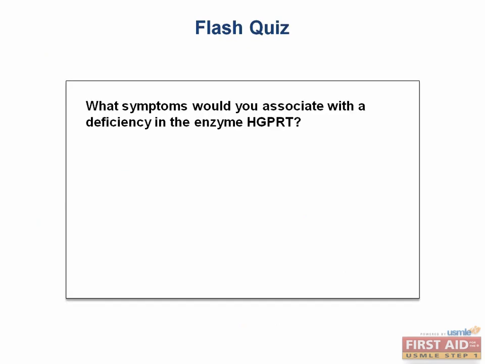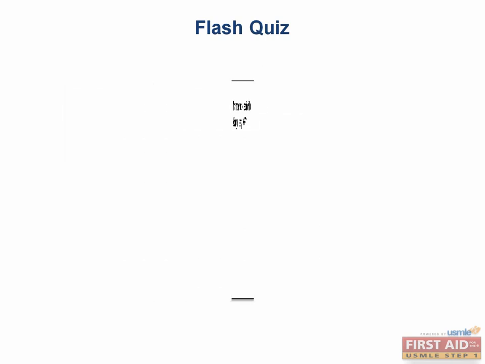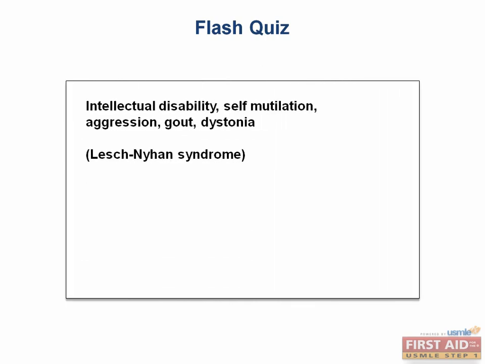Alright, let's do another flash quiz. So, what symptoms would you associate with a deficiency in the enzyme HGPRT? This is Lesch-Nyhan syndrome, which has the symptoms intellectual disability, self-mutilation, aggression, gout, and dystonia. For bonus points, how would you treat this? Well, the treatment here is allopurinol, since it inhibits xanthine oxidase, preventing uric acid formation.